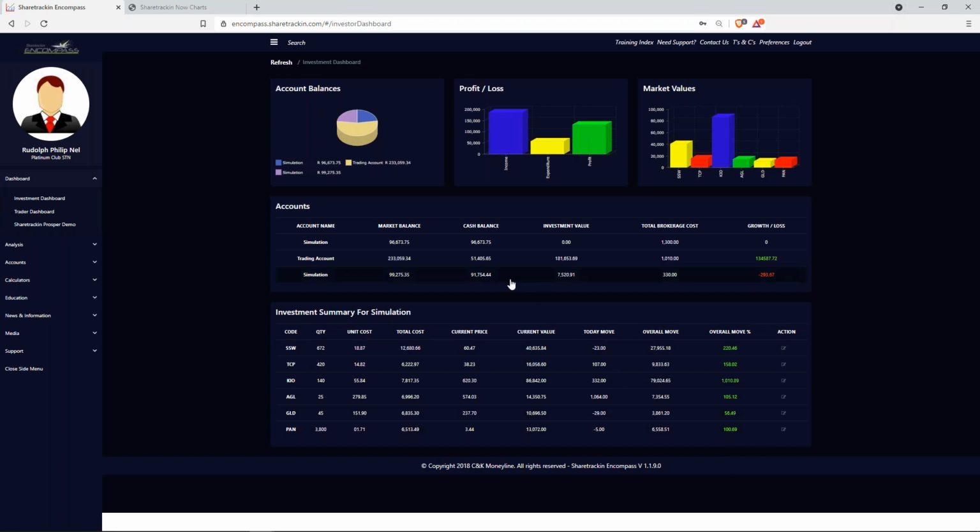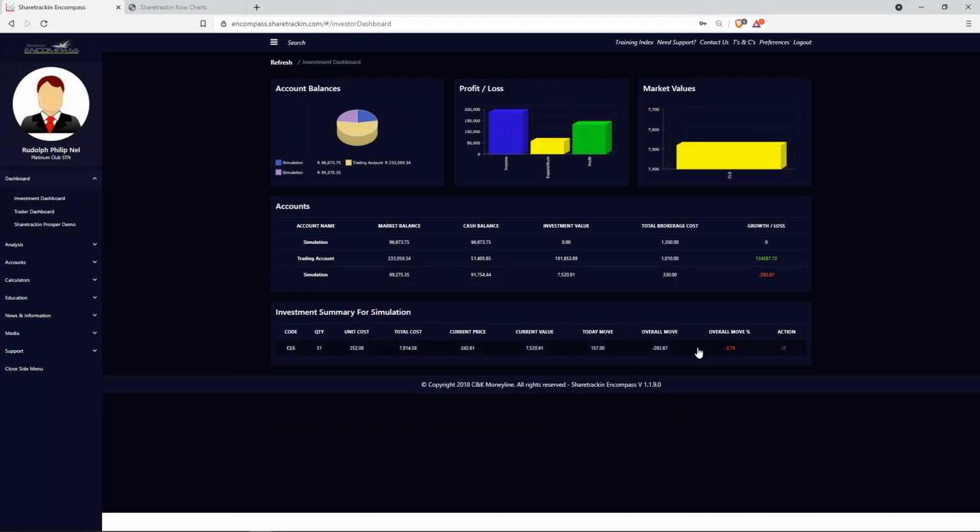Okay, so on the simulation, we can see same thing. So when this starts to go green, then you know that this will be positive and not a negative, and then your current price and current value would be higher than your unit cost and your total cost.